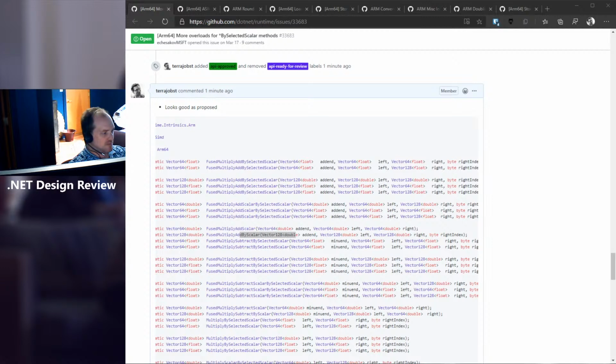What should that one be? Same as the one above it, or? Change the vector 128 double to vector 64 double for the right parameter and get rid of the right index. Yes.